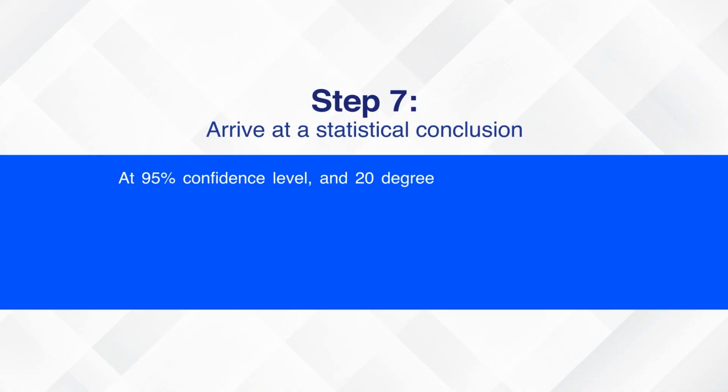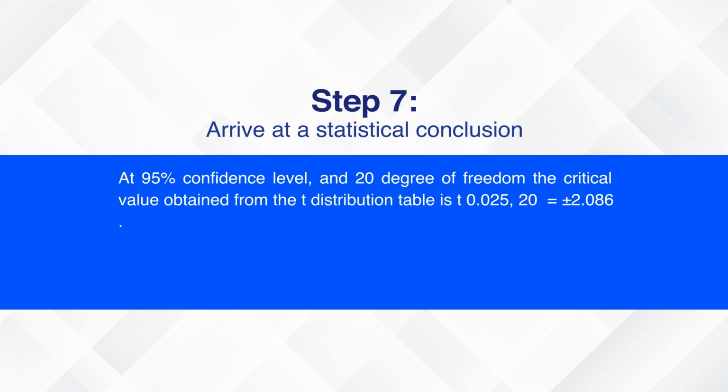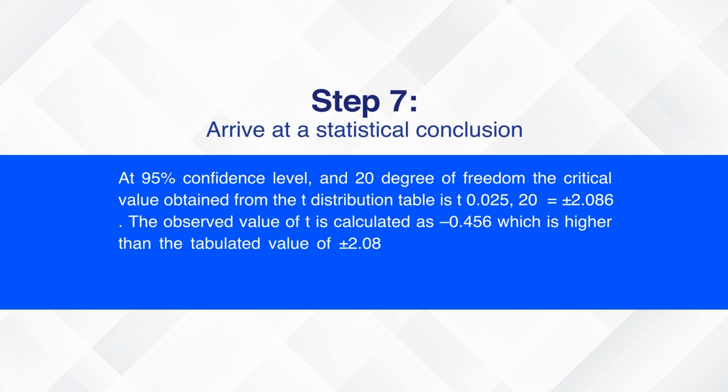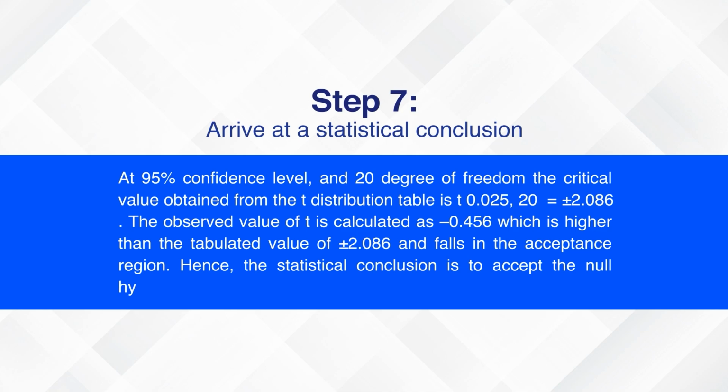0.456. So now we can reach a statistical conclusion, and we can say that at 95% confidence level and 20 degrees of freedom, the critical value obtained from the T distribution is plus minus 2.086. The observed value of T is calculated as minus 0.456, which is higher than the tabulated critical value and falls in the acceptance region. Hence, the statistical conclusion is to accept the null hypothesis and reject the alternative hypothesis.